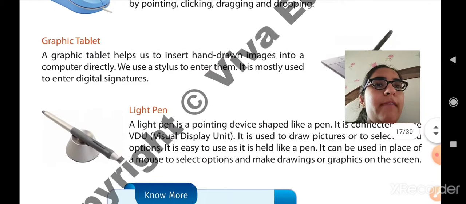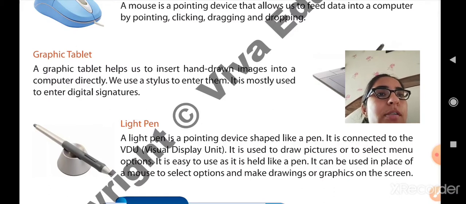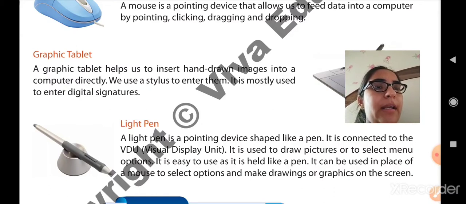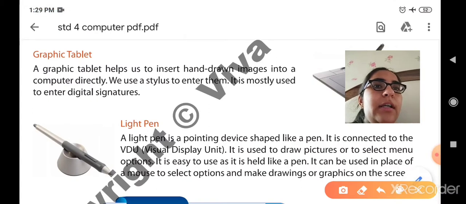The fourth input device is light pen. A light pen is a pointing device shaped like a pen. It is connected to the VDU, that is Visual Display Unit. It is used to draw pictures or to select menu options. It is easy to use as it is held like a pen. It can be used in the place of a mouse to select options and make drawings or graphics on the screen.